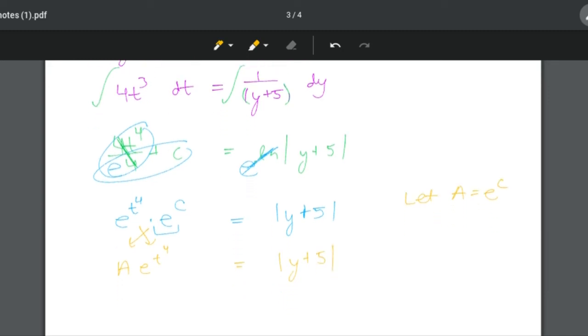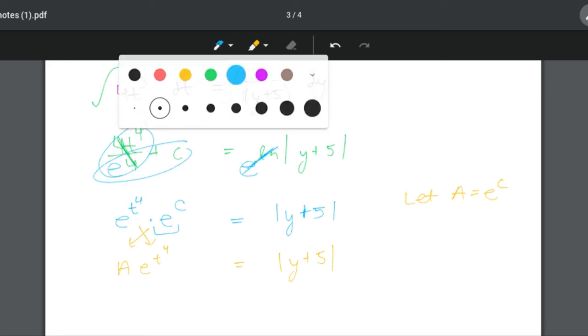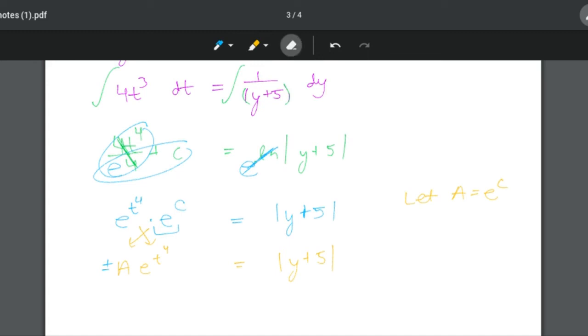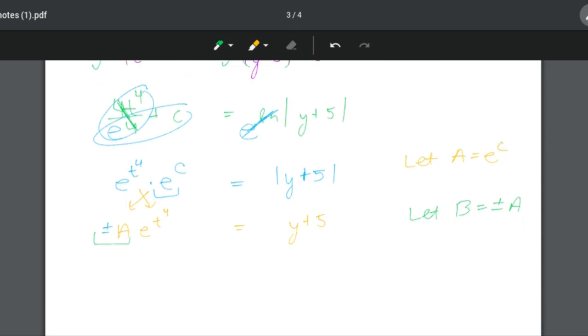Now we need to keep thinking about what the end goal is: to solve for y, to get y by itself. So we have to get rid of those absolute value signs. We said the way to get rid of those is you put a plus or minus on the other side, and that allows you to just drop your absolute value signs like that. Before we move on, our constant just got more complicated than a letter. Our constant was a. Now it's plus or minus a, so it's time to rename it. Let's call it b equals plus or minus a. So we could rename that with a b times e to the t to the fourth equals y plus 5.